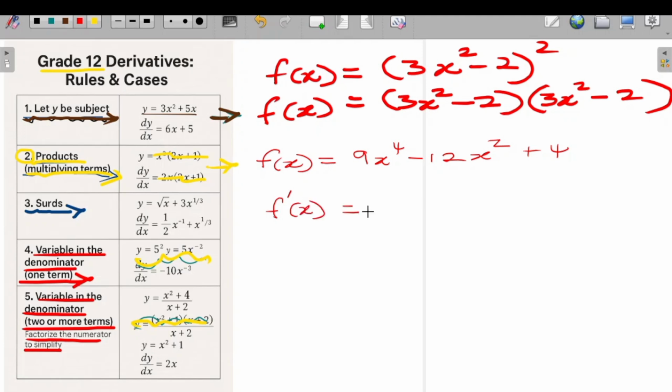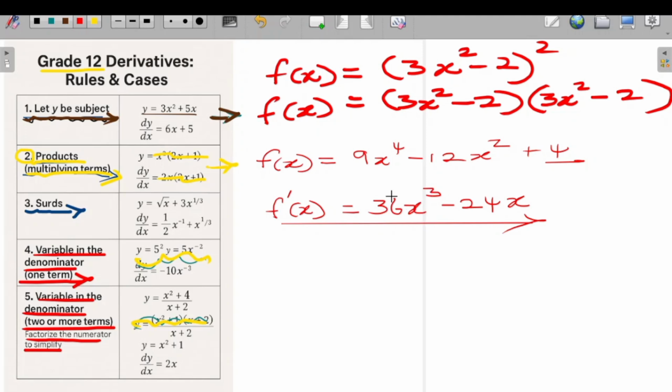x is equal to 9 times 4 will give us 36x to the power 4 minus 1, which gives us 3. Minus 12 times 2 gives us minus 24x to the power 2 minus 1, which gives us 1. And then this is a constant. We don't have to derive that because it's equal to 0. We don't have to write it. So guys, this will be your final answer.